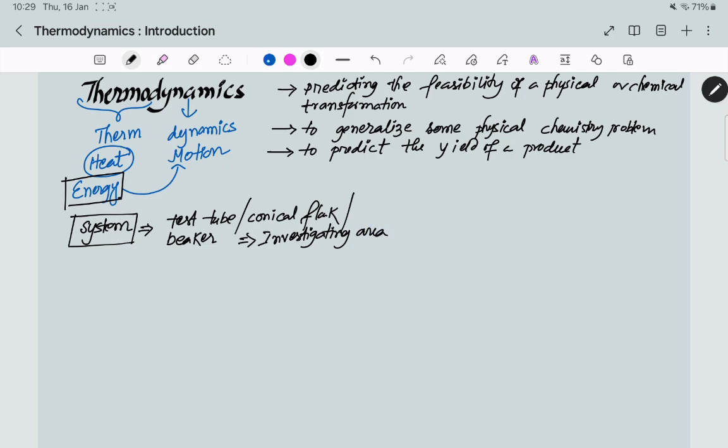Now we will do the classification of different types of system. That means the portion we are working with is our system. The first one is the open system, the second is the closed system, and the third is the isolated system.